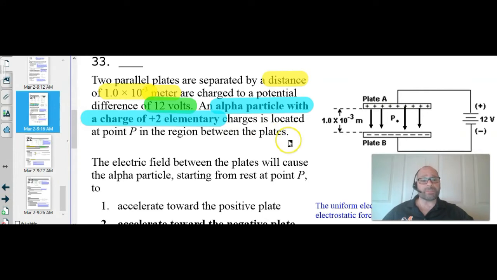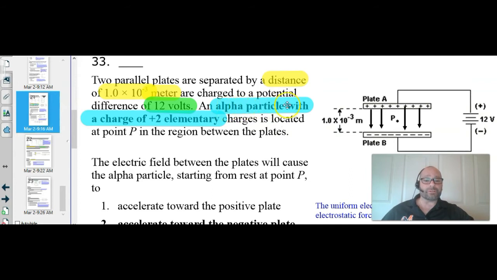So the distance between the plates, D, is 1 times 10 to the negative 3 of a meter. You have a potential difference of 12 volts. Now you may not be familiar with this symbol yet because we're going to get to electric circuits in the next chapter, but this is the potential difference. It's also what you would call the voltage of a battery. All right, it's 12 volts. That's your potential difference, V.